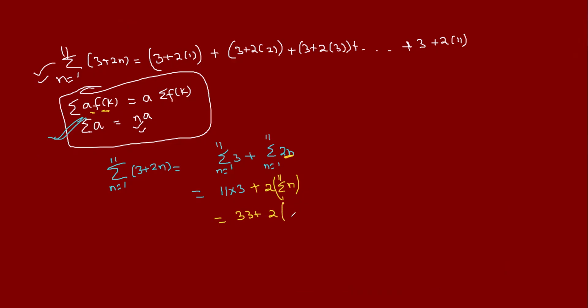And what will be the formula of this? 1 plus 2 plus 3, 4, 5, 6, 7, 8, 9, 10, 11.